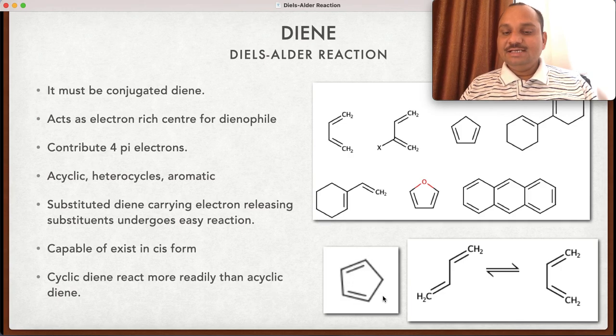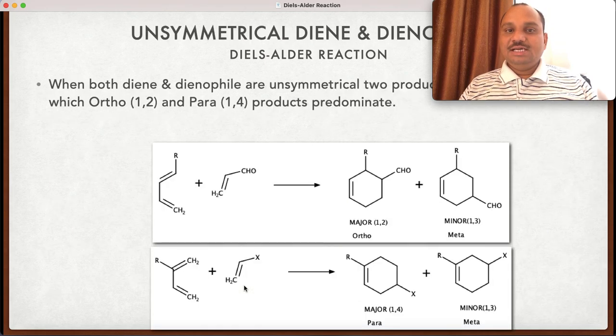Because in the cyclic diene, they are in the cis form, while in the acyclic diene, they exist in the trans form. They must be converted into the cis form. That's why only then does it undergo the Diels Alder reaction. Okay, this is about the diene.